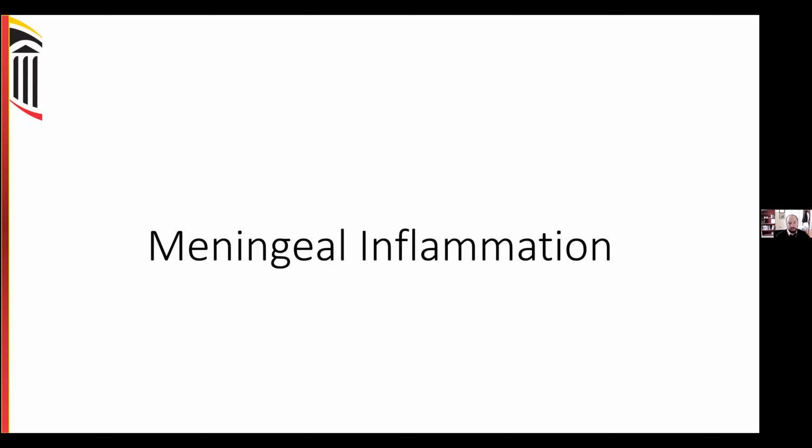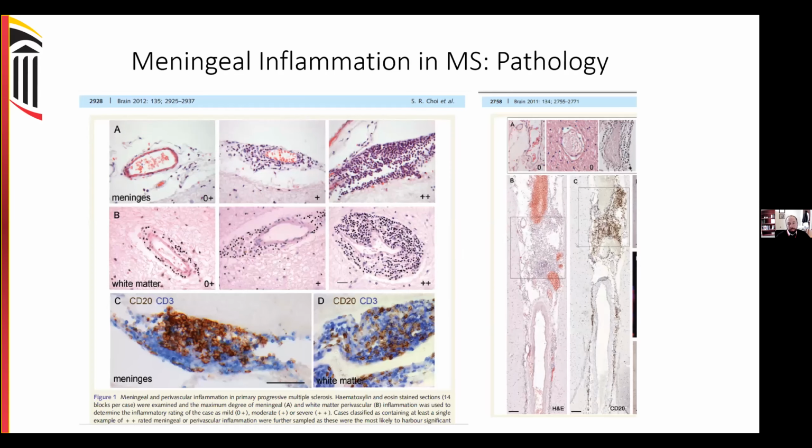So the final topic I wanted to address is meningeal inflammation. So why do we care about meningeal inflammation in multiple sclerosis? Well, again, let's go back to the histopathology. If you take a look at the histopathology of multiple sclerosis and you look at the meninges, we see actually that there is really widespread inflammation going on in the meninges in multiple sclerosis patients. Most of that inflammation is occurring around blood vessels in the meninges, so this perivascular type inflammation. It's really distributed very widely throughout the meninges in many patients.